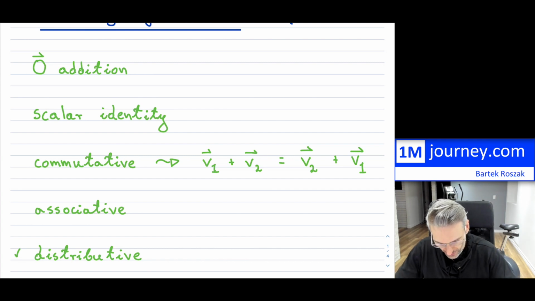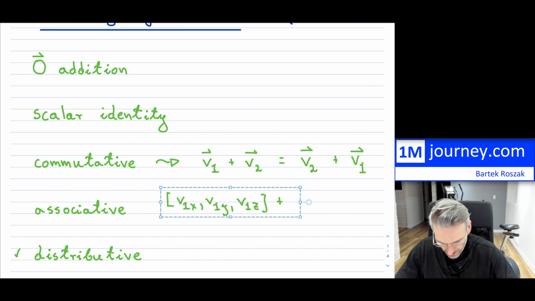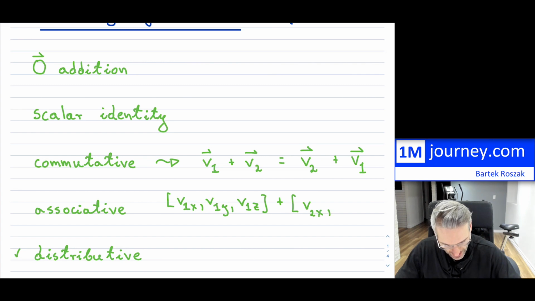Now, where does this come from? Of course, you can do exactly the same thing. You can break down each vector, so v1 in terms of its x component, its y component, and its z component. And if you're going to be adding it to the second vector, this is going to be v2, with its x component, its y component, and its z component.